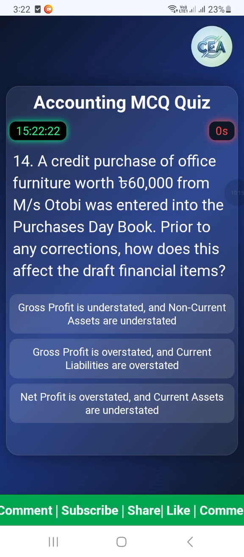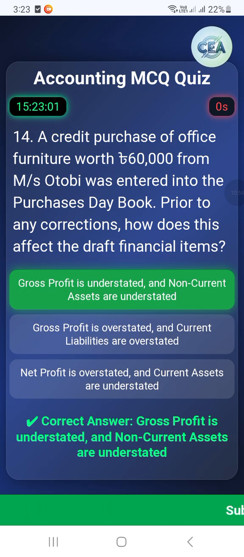14. A credit purchase of office furniture worth 60,000 takas from M.S. Otobi was entered into the purchases day book. Prior to any corrections, how does this affect the draft financial items? Option 1. Gross profit is understated, and non-current assets are understated. Option 2. Gross profit is overstated, and current liabilities are overstated. Option 3. Net profit is overstated, and current assets are understated. Correct answer is gross profit is understated, and non-current assets are understated.